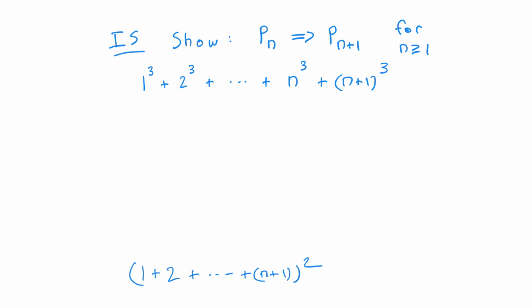Now we get a little bit of extra help along the way. We get to use p sub n. P sub n says that the sum of consecutive cubes up to n is equal to the sum of consecutive integers up to n all squared. And in fact, we have that right here. If we look at this first portion of the first expression, we can use p sub n right there. So by p sub n, we know that that first part is equal to 1 plus 2 all the way up to n, all squared.